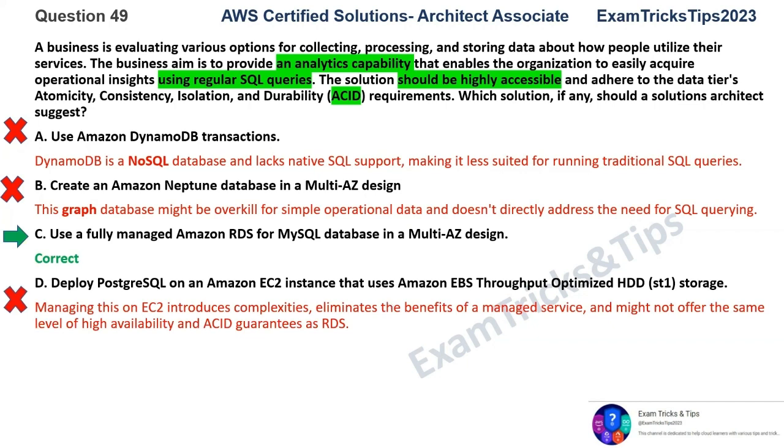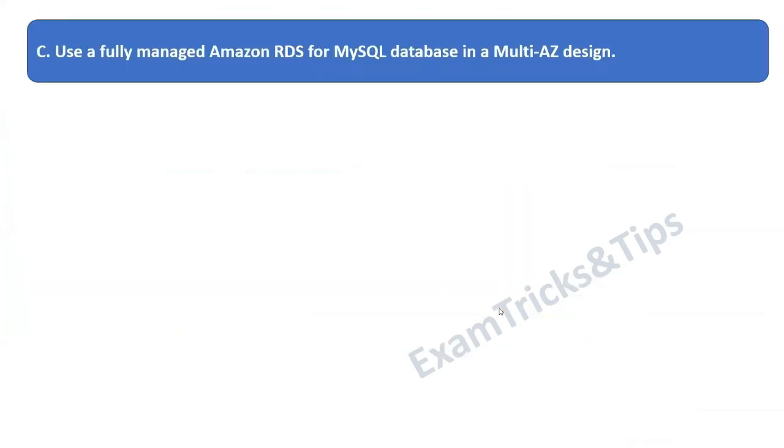Option C supports SQL. It has ACID properties. It is highly accessible when you are doing it in a multi-AZ design. So the availability is great. So that's our answer. Let's analyze this option a bit more in detail in terms of what advantages it has.